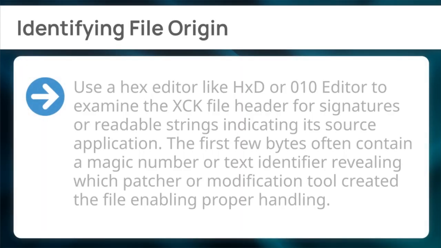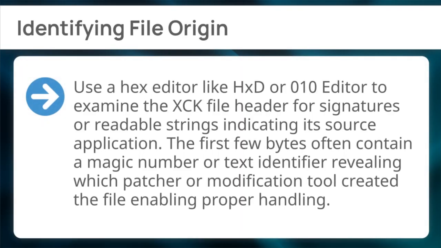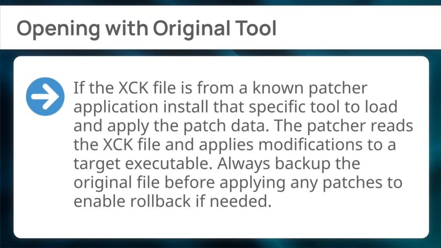First, identifying file origin. Use a hex editor like HxD or 010 Editor to examine the XCK file header for signatures or readable strings indicating its source application. The first few bytes often contain a magic number or text identifier, revealing which patcher or modification tool created the file, enabling proper handling.